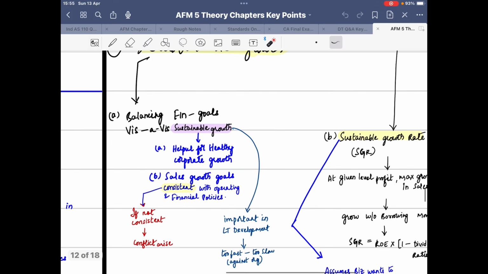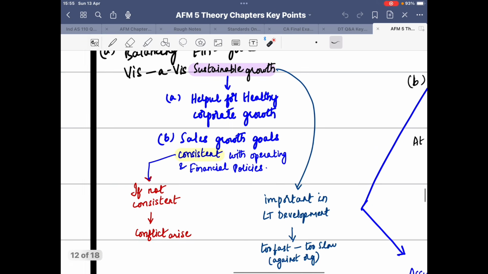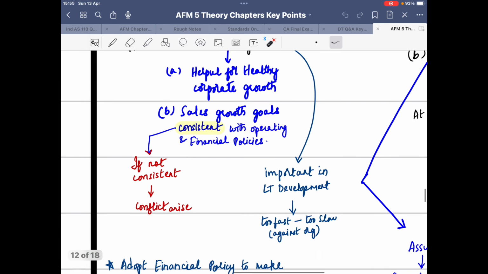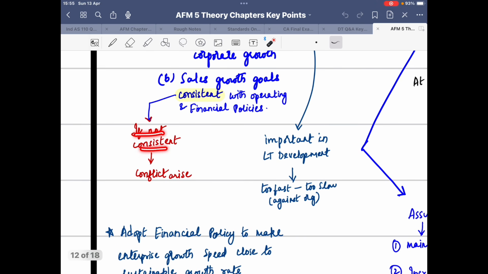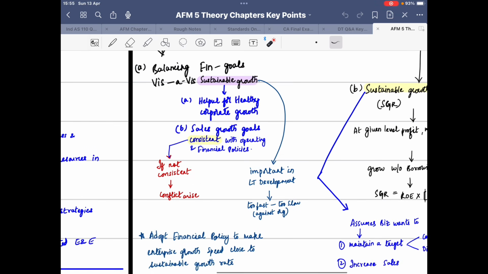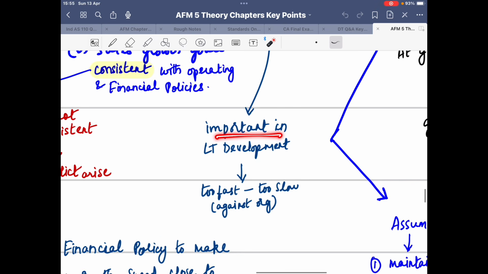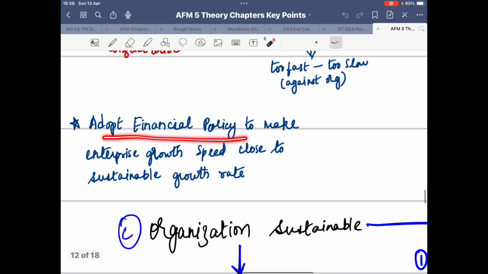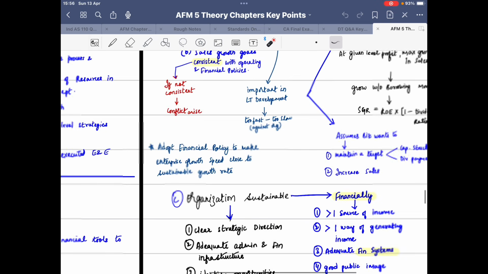Sustainable growth: balancing financial goals vis-a-vis sustainable growth, helpful for healthy corporate growth, sales growth goals consistent with operating and financial policies. If they are not consistent, then conflicts arise. Sustainable growth is important in long-term development. Too fast or too slow growth goes against the organization. Adopt financial policy to make enterprise growth speed close to sustainable growth rate.